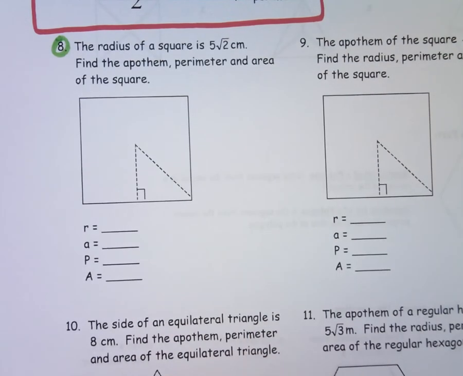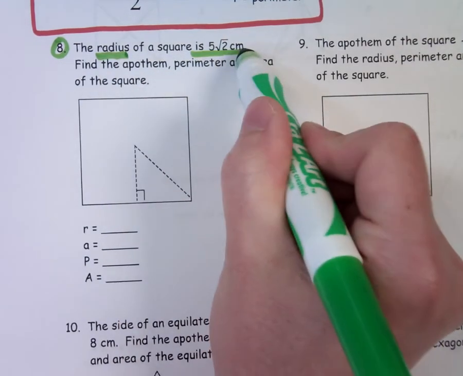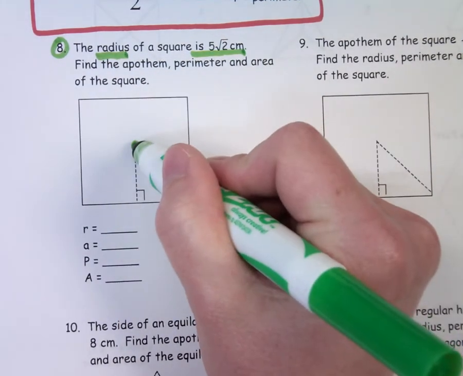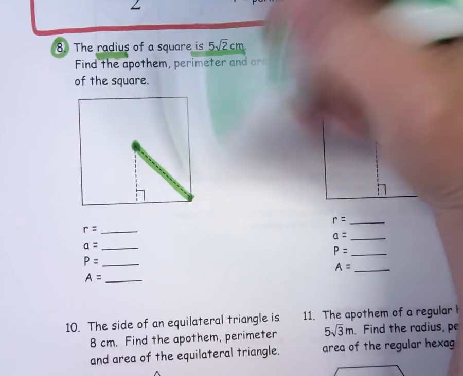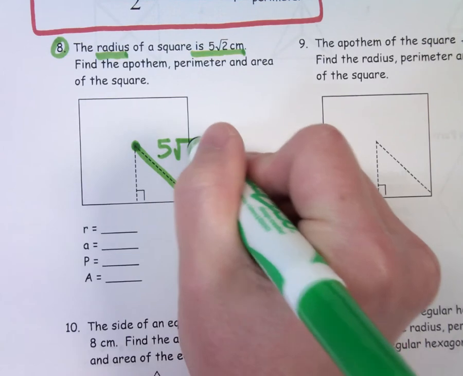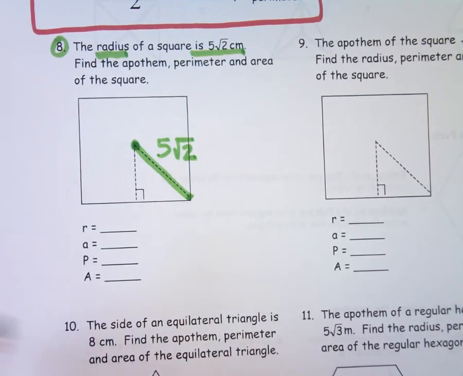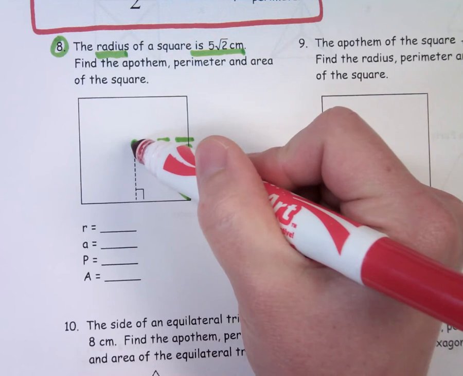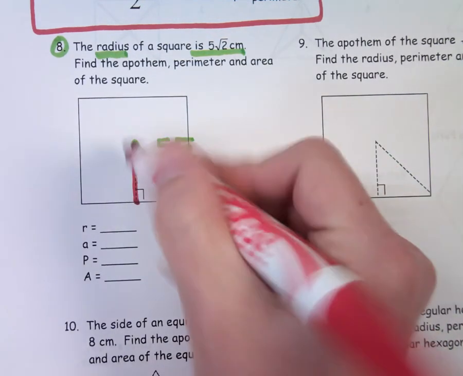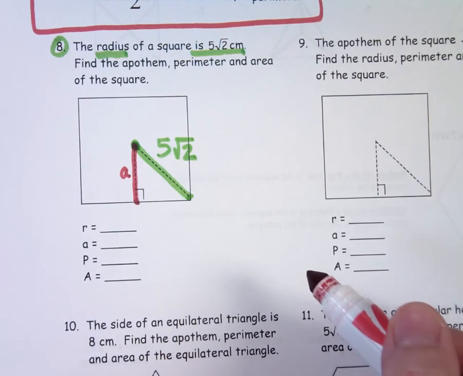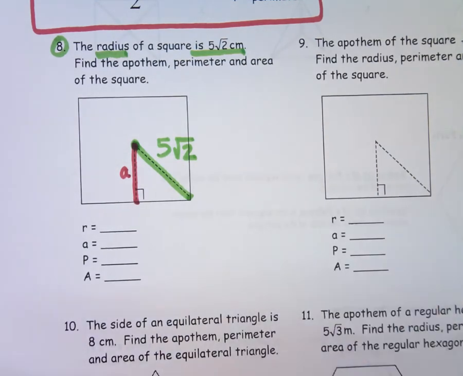It tells us that the radius of a square is 5 square root of 2. Find the apothem, perimeter, and area of the square. Okay, remember the radius goes from the center of the shape to a vertex. So this right here is the radius, and it tells us that that is 5 square root of 2. And then the apothem goes from the center of the shape to the middle of a side, and it's always perpendicular to the side. So this is the a. That's the apothem.